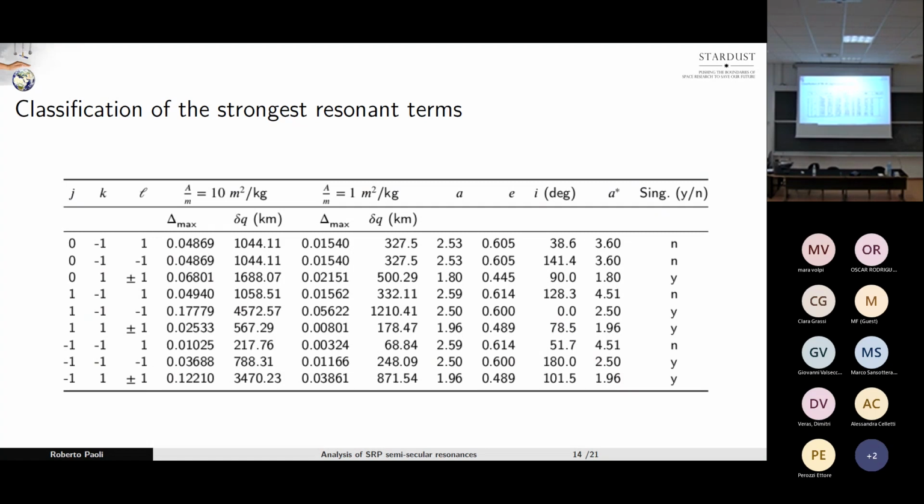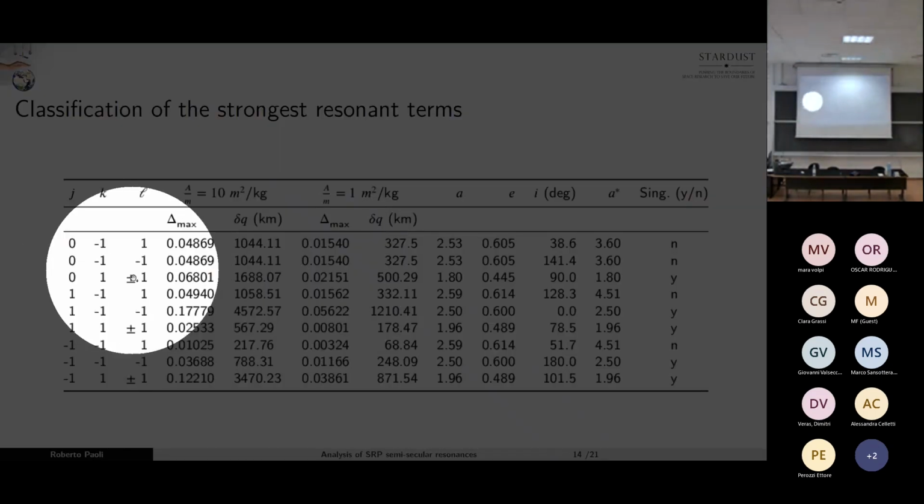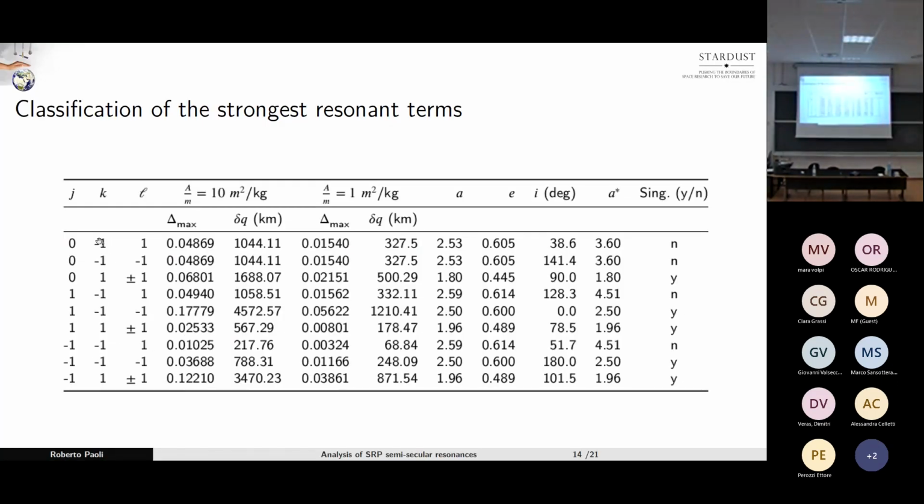And as we can see here, I provided the maximum variation both in the eta variable marked with delta, but also with some insight on the variation of the perigee. And as we can see, the 1 minus 1 resonance, so the one corresponding to, just let me write it down, omega plus omega minus, this resonant angle is the most important one.